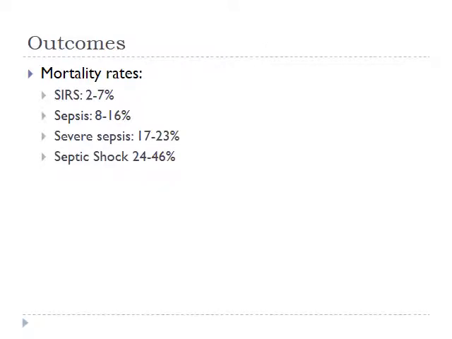Mortality rates are pretty high for our septic patients, 8 to 16%. Once they get into that septic shock, it triples. So we want to get them out of sepsis as fast as we can so that they don't progress into that higher mortality of septic shock.